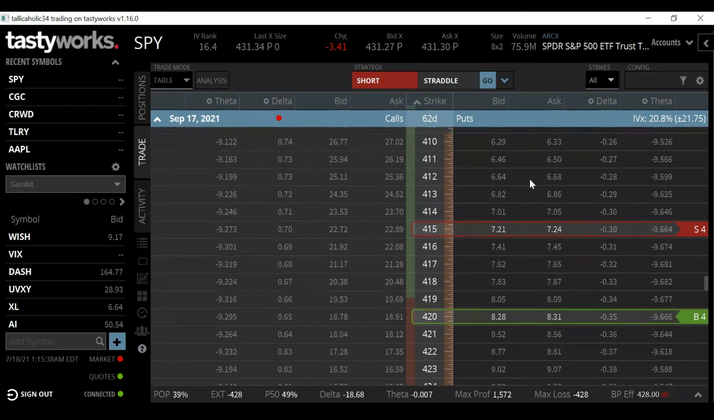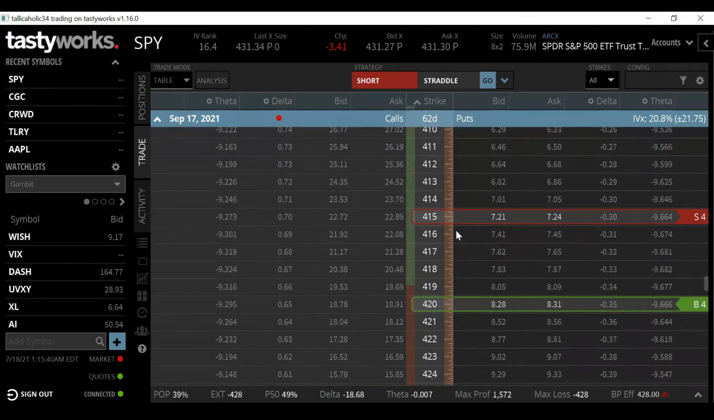You can see that our assumption is directionally to the downside. Our break evens are up here right around this 419 area, but we want the SPY to shoot down way below 415 by this expiration date. We're expecting right around a $20 expected move. We're trading at 430 right now, so we're kind of right there.